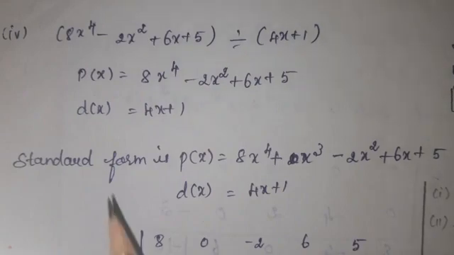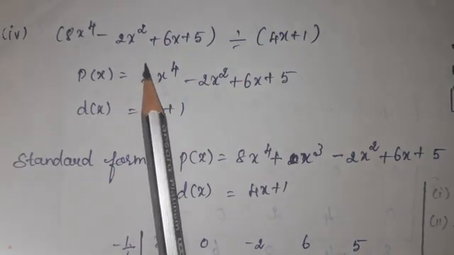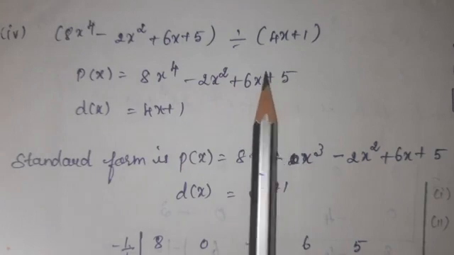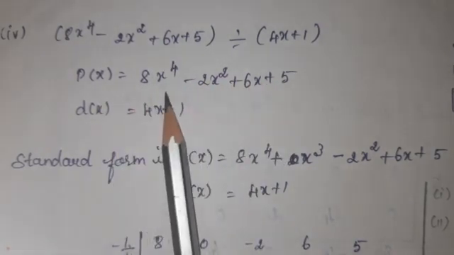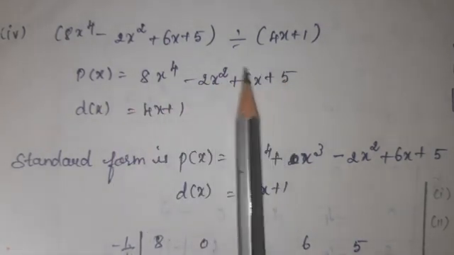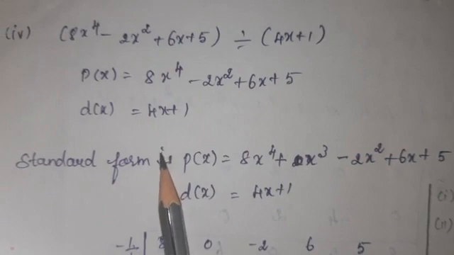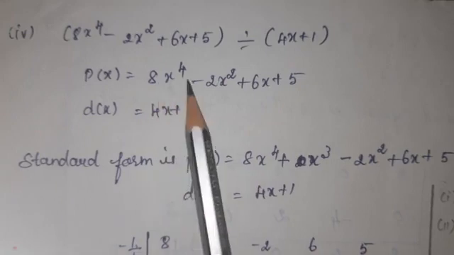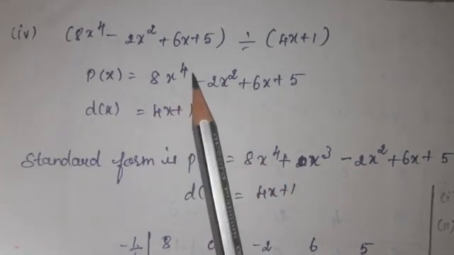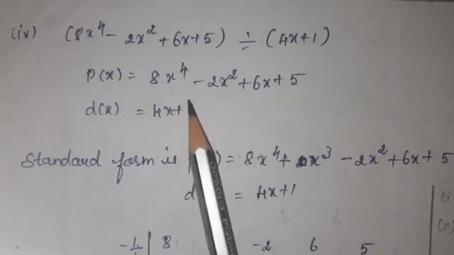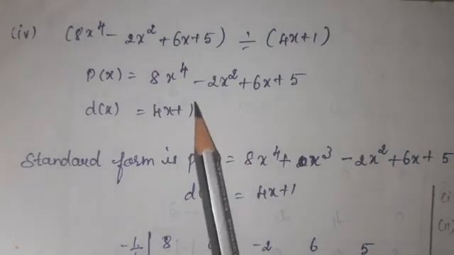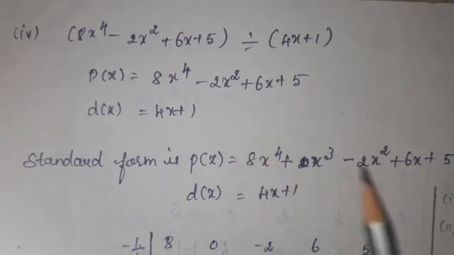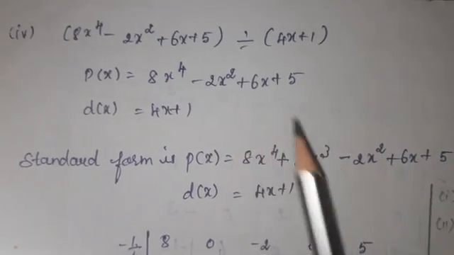Fourth question: 8x power 4 minus 2x square plus 6x plus 5 divided by 4x plus 1. The given question, we should write this as p of x and this as d of x. First of all we should say it is in standard form. So the standard form is p of x is equal to 8x power 4. Next we should have the x cube term. There is no x cube term in the question, so we should write that as plus 0x cube minus 2x square plus 6x plus 5.